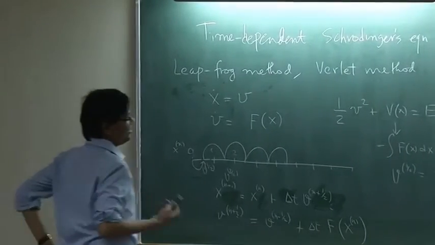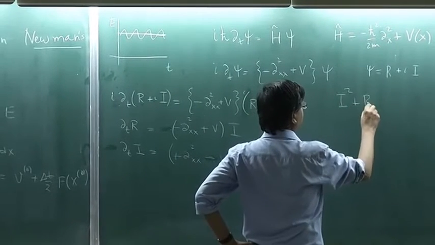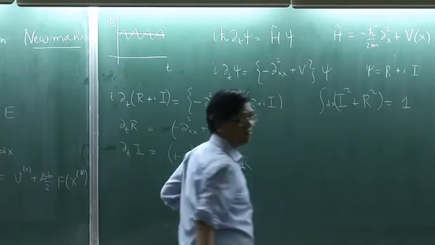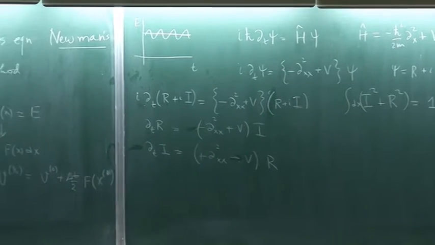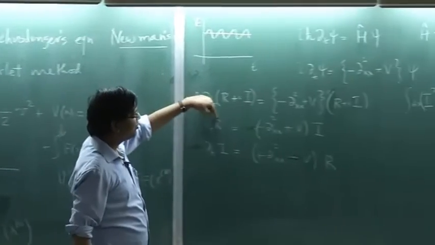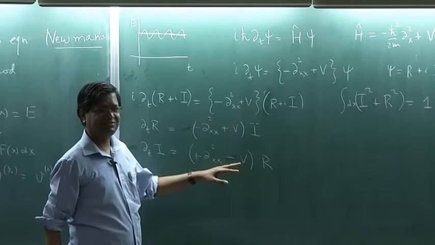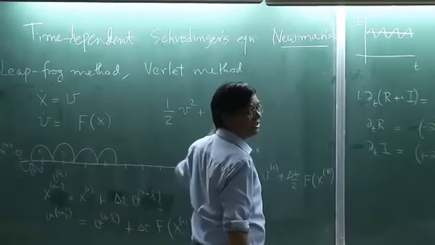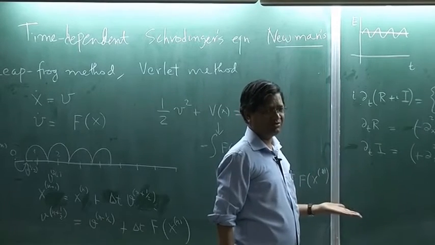Now what I want is that I squared plus R squared, integral dx, is in fact 1, right? That's the probability conservation. Now what idea can I use to solve this problem? This looks like x dot equal to velocity and v dot is a function of x. So this is very similar to what I got here. I use that idea and it seems it works.